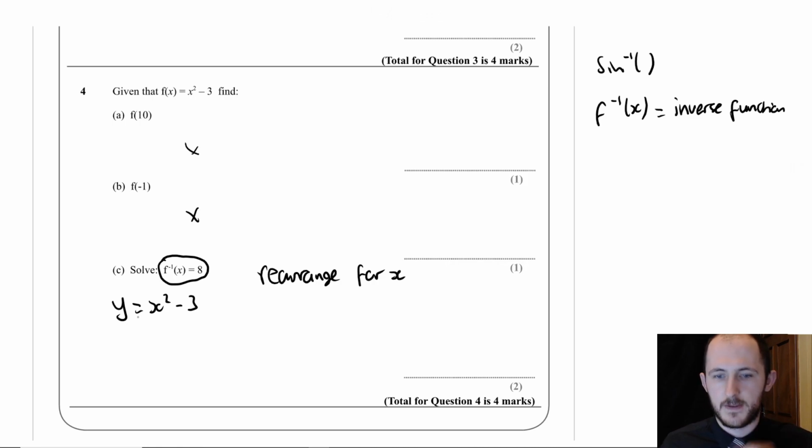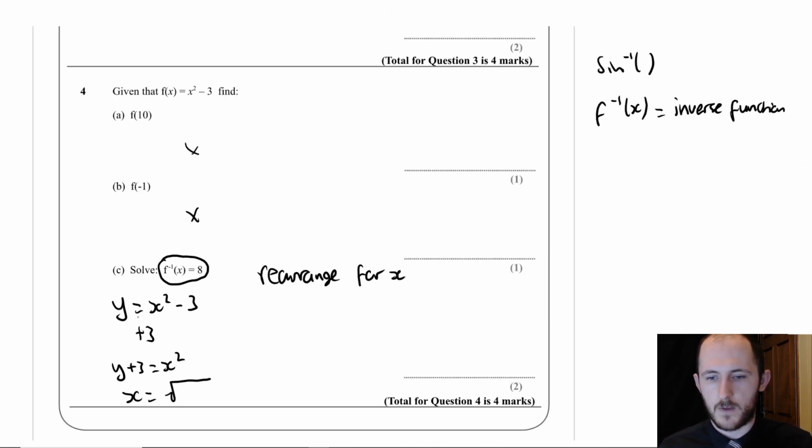Okay? So you add 3 to both sides. You get y plus 3 equals x squared. And then you get x equals the square root of y plus 3.